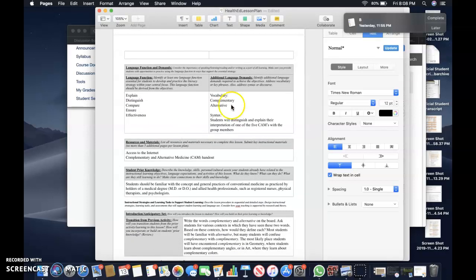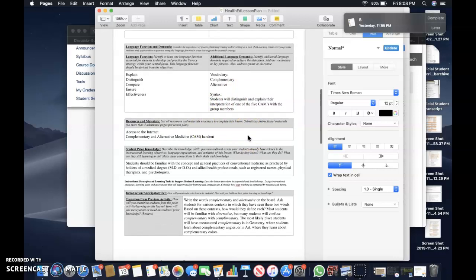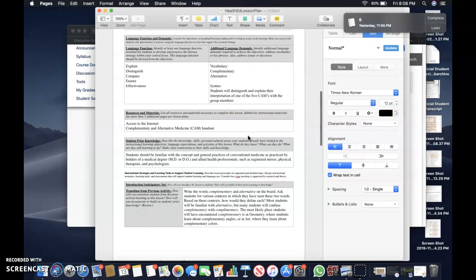The vocabulary that needs to be known is complementary and alternative. They need to know what those mean and the different ways that those can be used. For the syntax, the students will distinguish and explain their interpretation of one of the five CAMs with the group members. So they're going to be separated and then differentiated a little bit.